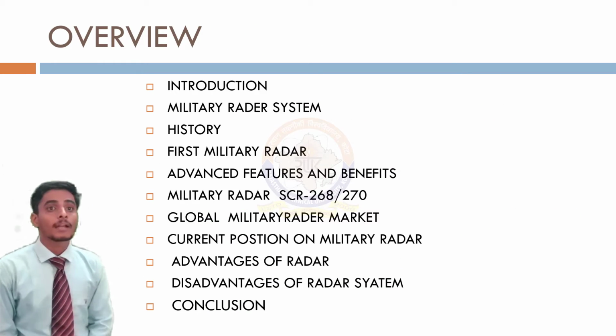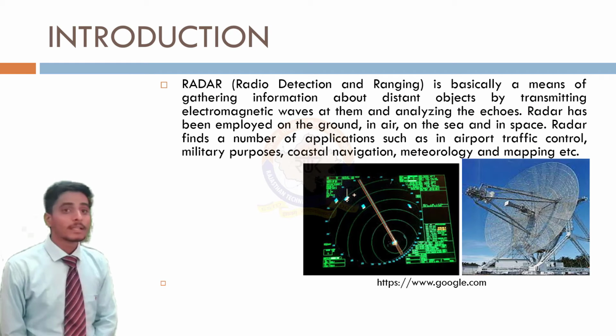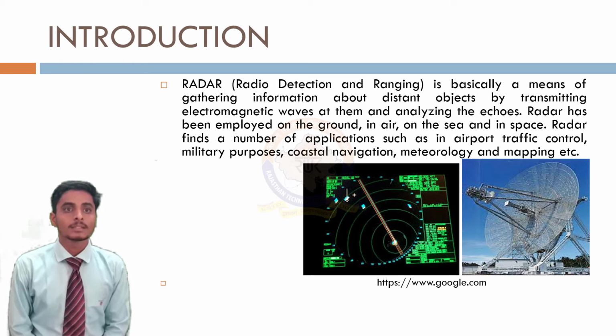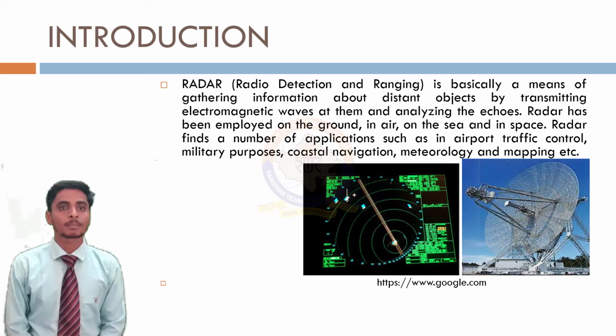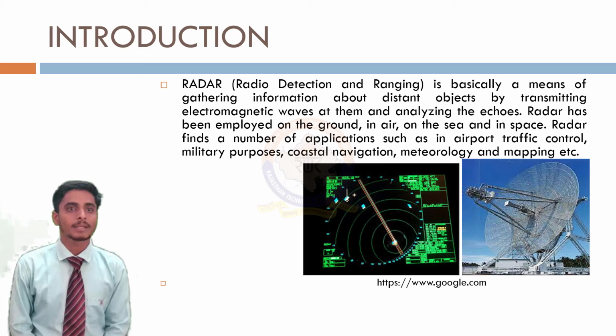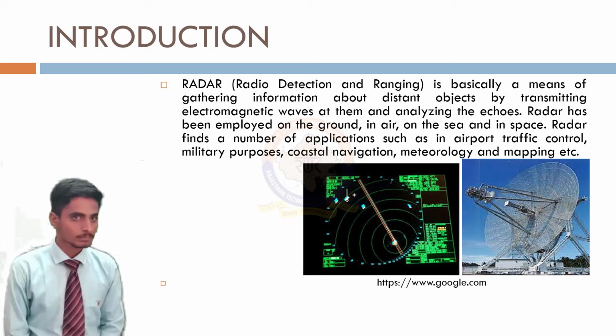This is an overview of what I will be presenting in the topic. In this introduction, we will discuss the radar. Radar is basically a means of gathering information about distant objects by transmitting electromagnetic waves at them and analyzing the echoes. Radar has been employed on the ground, in air, on the sea, and in space. Radar finds a number of applications such as in aircraft control, military purpose, coastal investigation, meteorology, and mapping, etc.